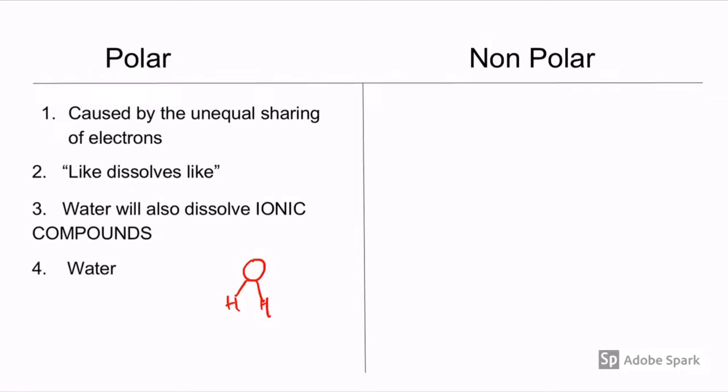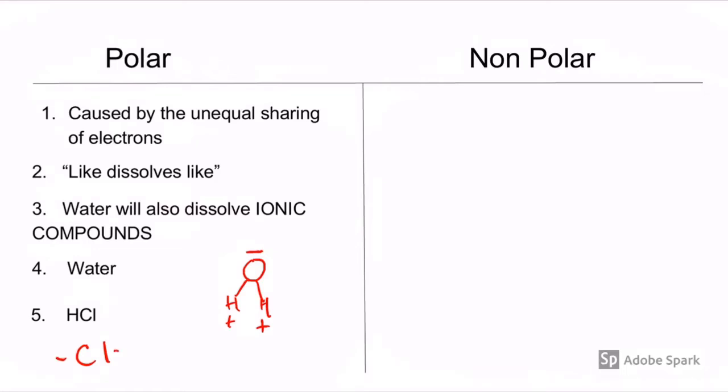It has this bent shape because there's a lone pair of electrons hanging out on top of the oxygen, and that lone pair is pushing away the electrons that are with the hydrogen. So it pushes the bonds downwards to make this bent shape.